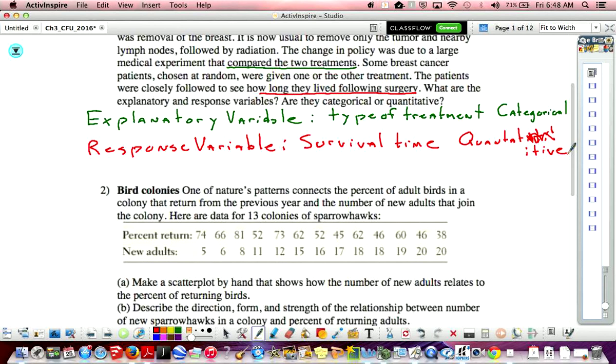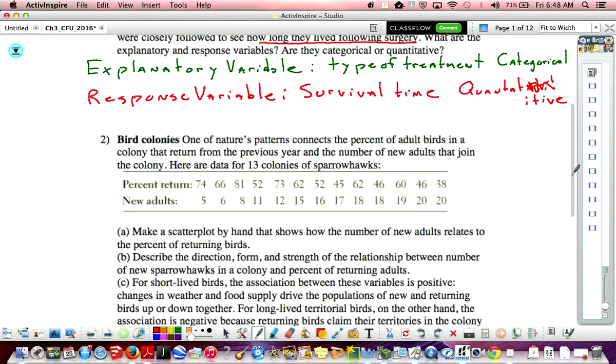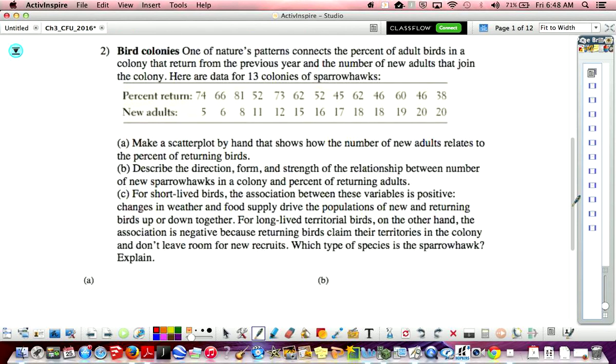Now here's the interesting thing about this. We could not actually do a scatter plot of this particular problem, because in order to do a scatter plot, it has to be quantitative for both. So in question number 2, this leads to doing a scatter plot.